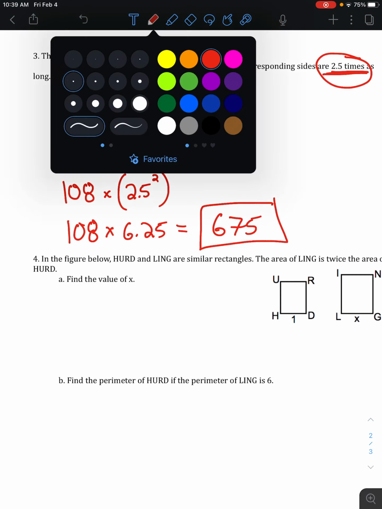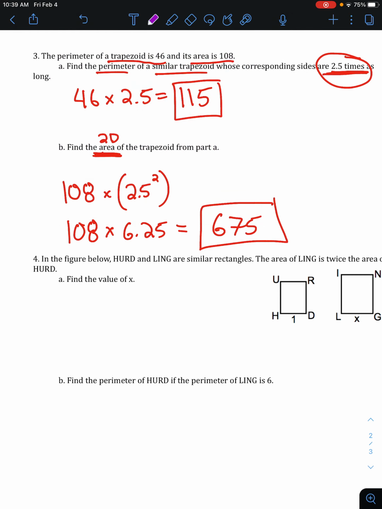Another way we could approach this problem, so we can look at scale factors, we can also look at proportions. So I could say that the scale of 2.5 over 1 is equal to x over 46. 2.5 compared to 1 must match the ratio of x over 46, and then we would solve this proportion, and we would also get 115.